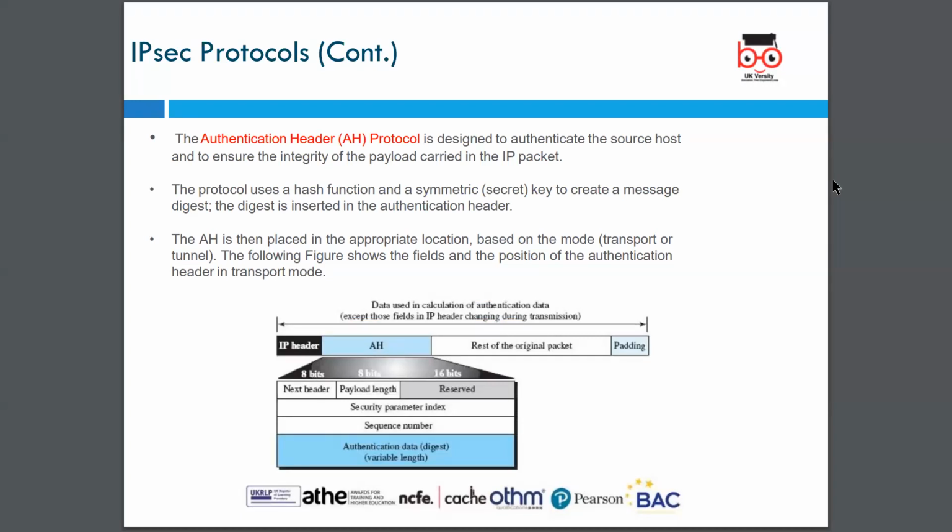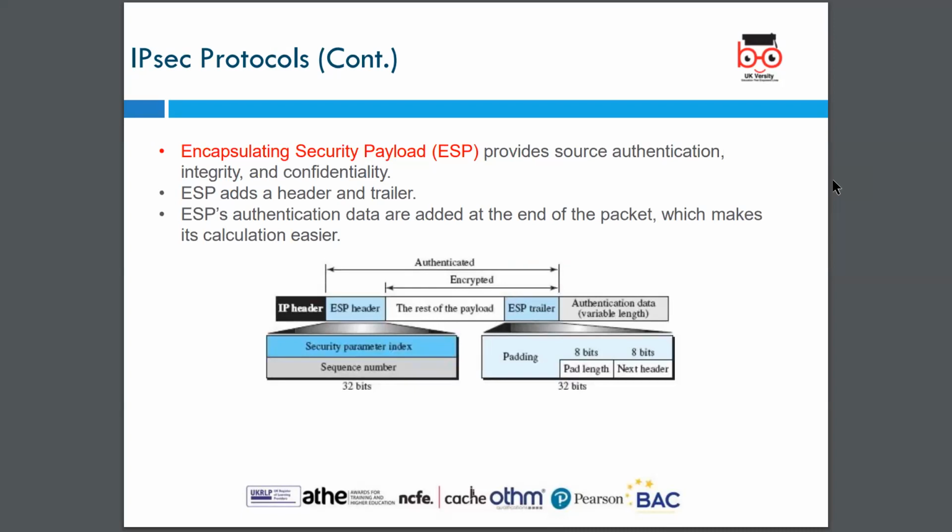What is the authentication header protocol? This is basically designed to authenticate our source host and to ensure the integrity of the data and the payload carried in the IP packet. While the encapsulating security payload provides source authentication, integrity, and confidentiality.